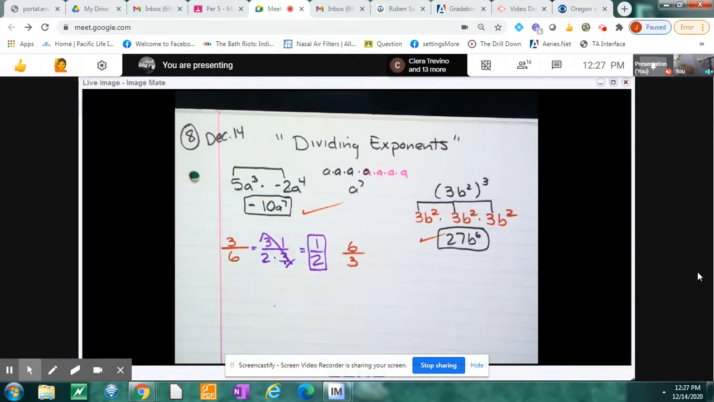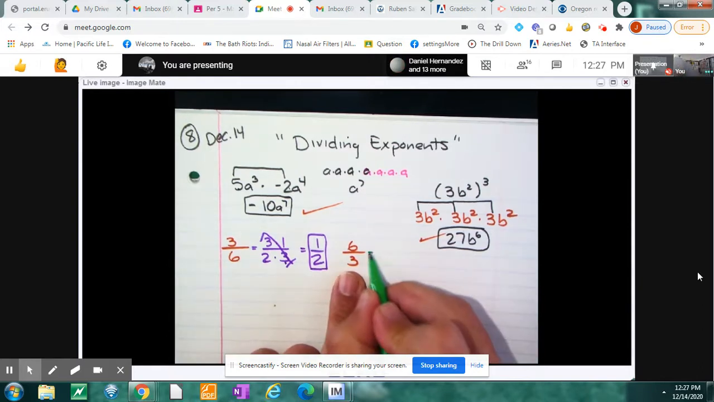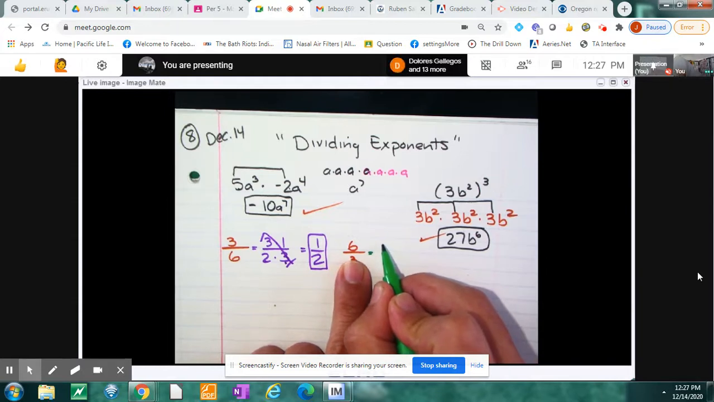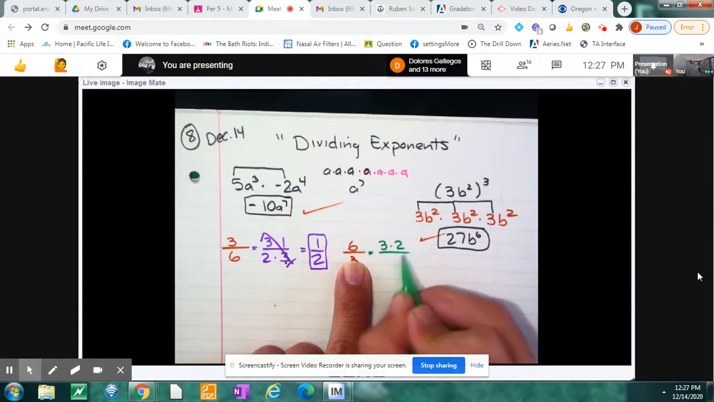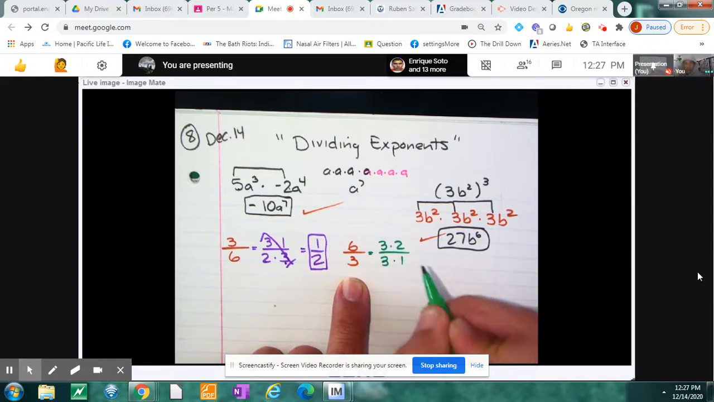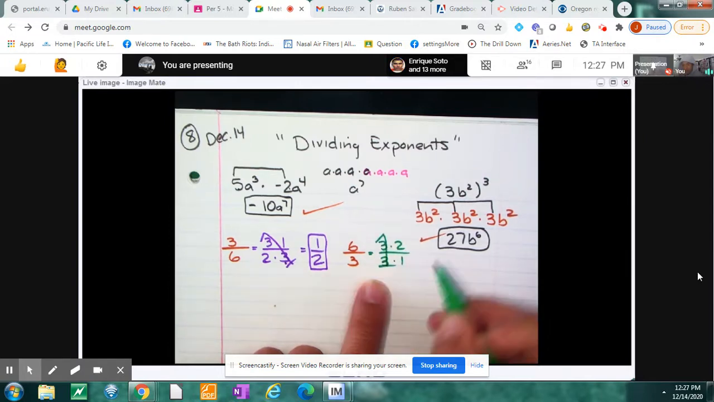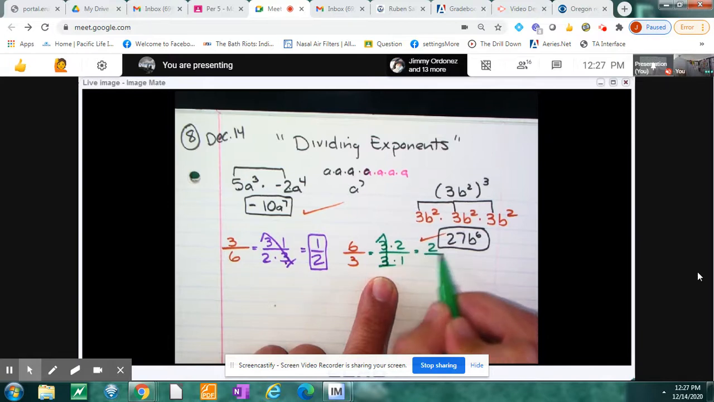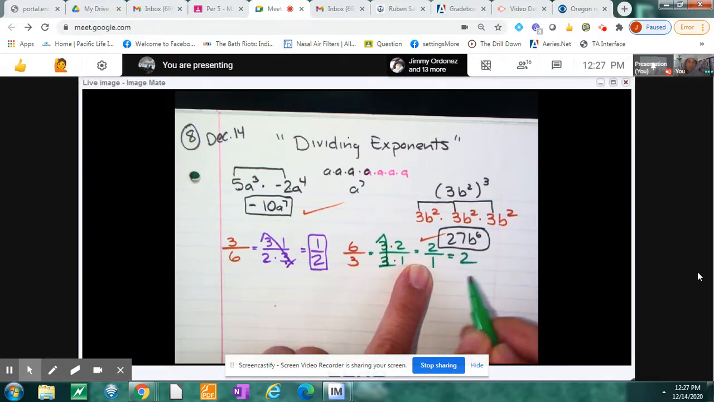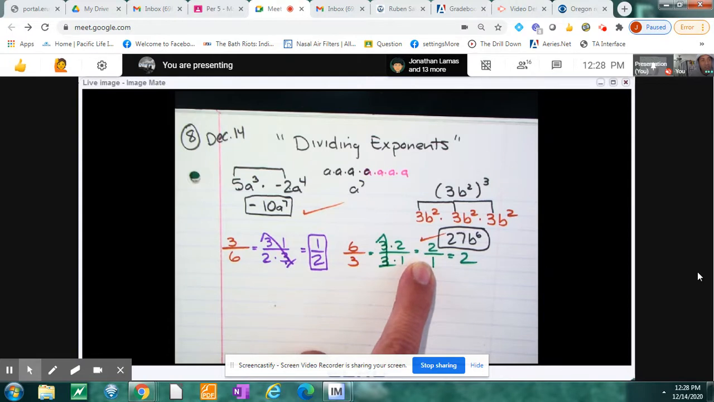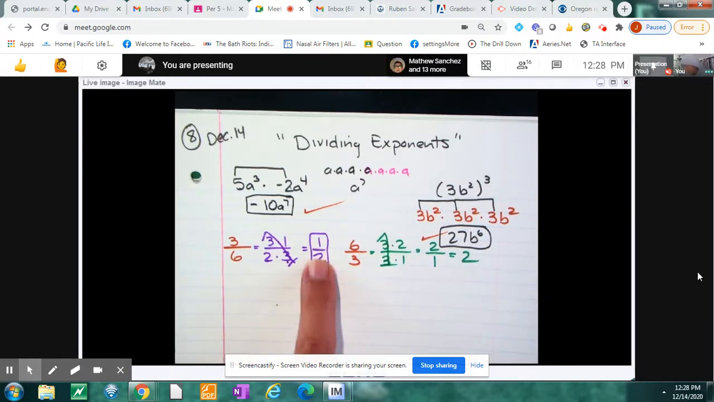Now, the other one, 6 over 3, is that a half too? Well, let's break it down. Okay? 6 is what? 3 times 2. And 3 is 3 times 1. So now we have a giant 1 right there. So we got 2 over 1, which is 2, because that's an improper fraction, right? When the number on top, the numerator, is higher, then it's an improper fraction. You're going to get a big number. Here, see the bottom is the bigger number, right?